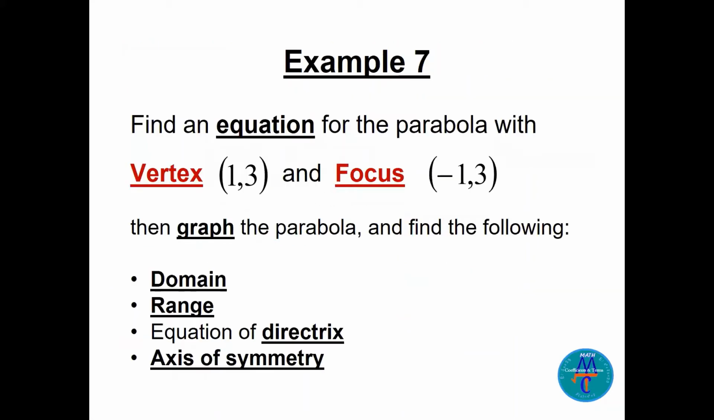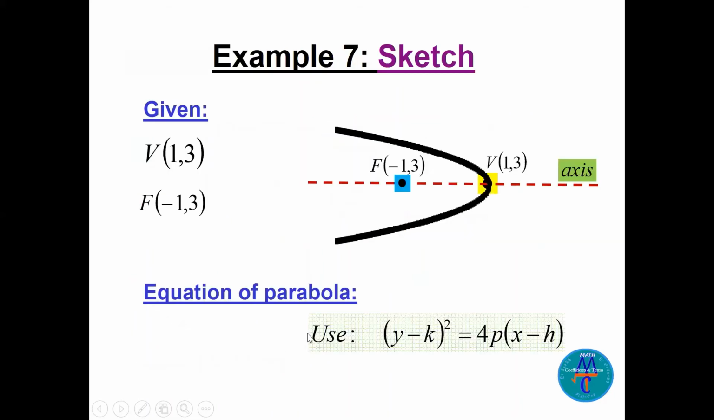Now let's see this nice example 7. Find an equation for the parabola with vertex (1, 3) and focus (-1, 3). Do you remember the advice? The first thing we can do, before we find the equation, before we graph it, before we find the domain, the range, the equation of the directrix, the axis of symmetry, is make a sketch for number 7. V, the vertex (1, 3), I write it here. The focus is at (-1, 3). So that means the parabola opens to the left. That we know from the sketch.